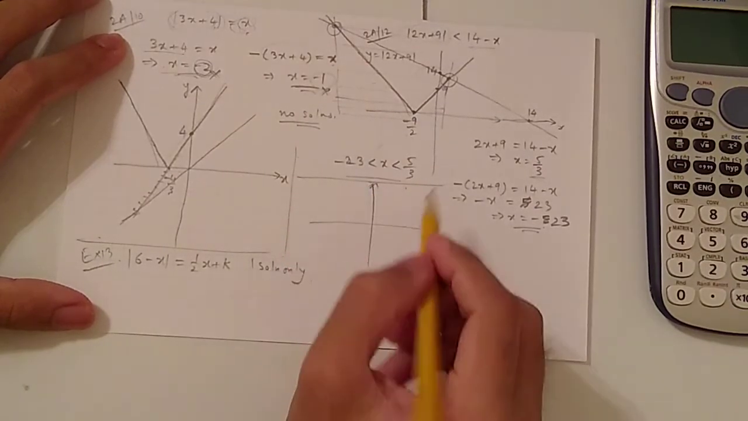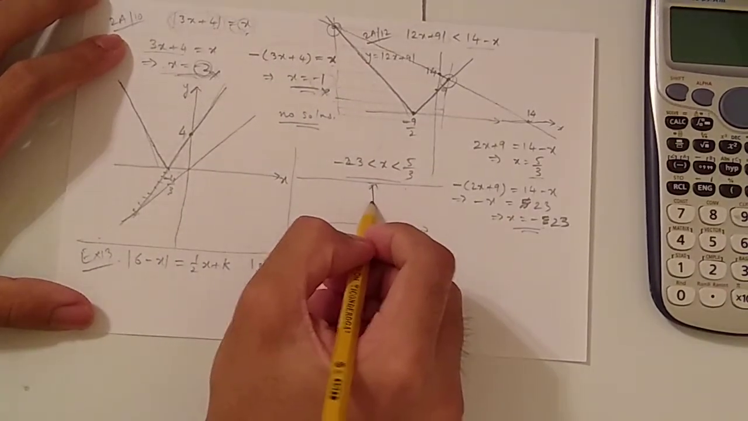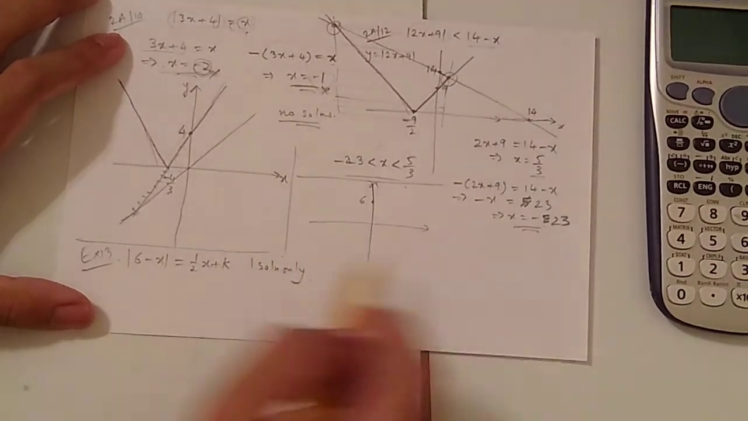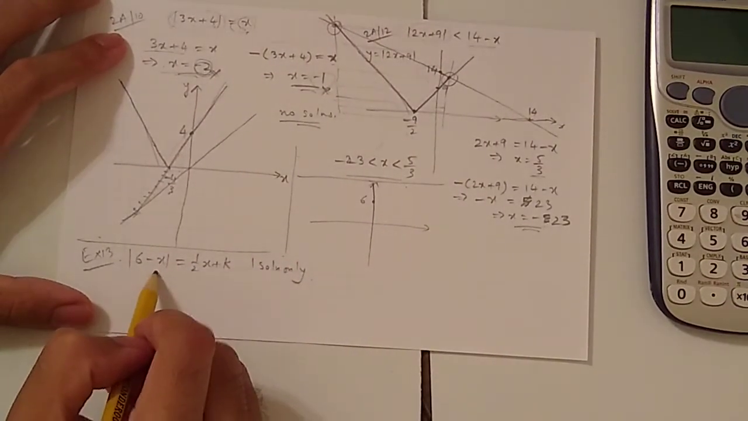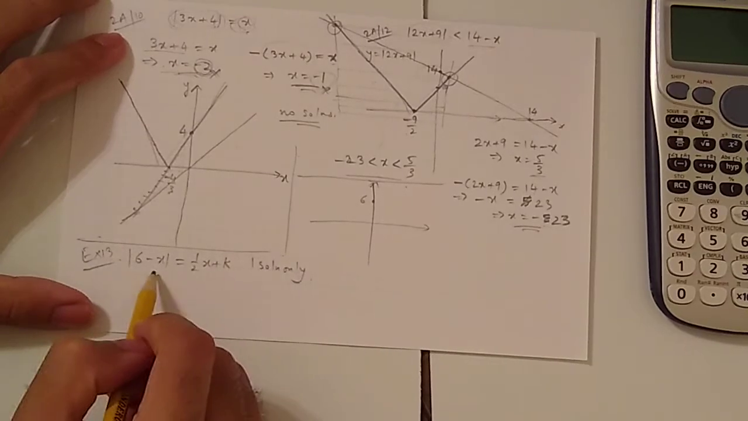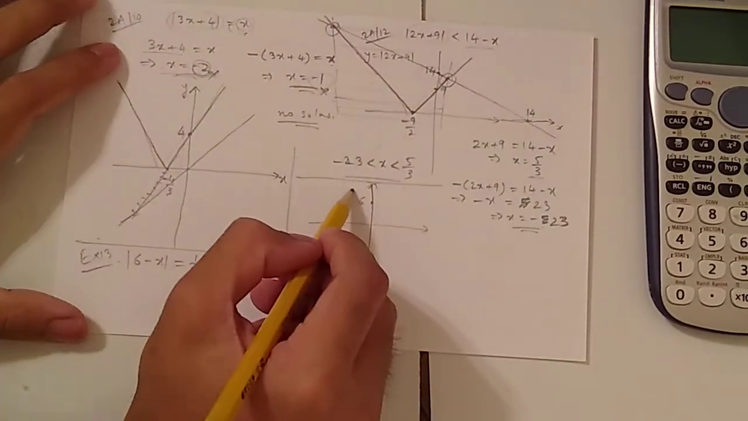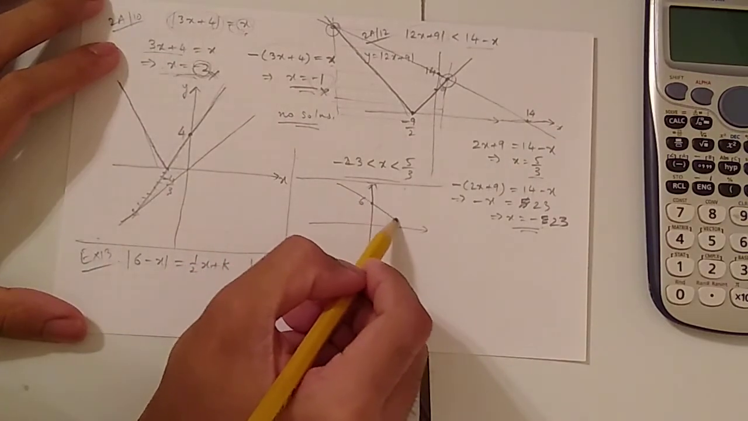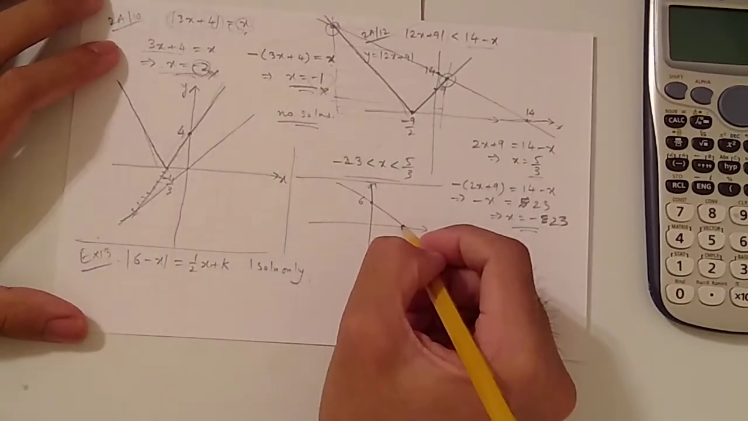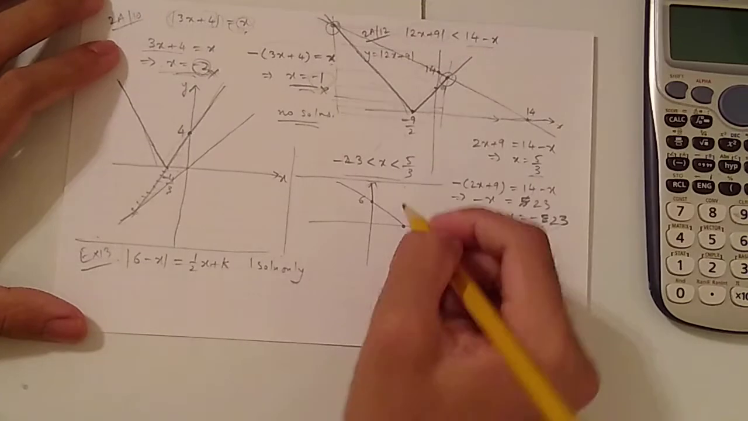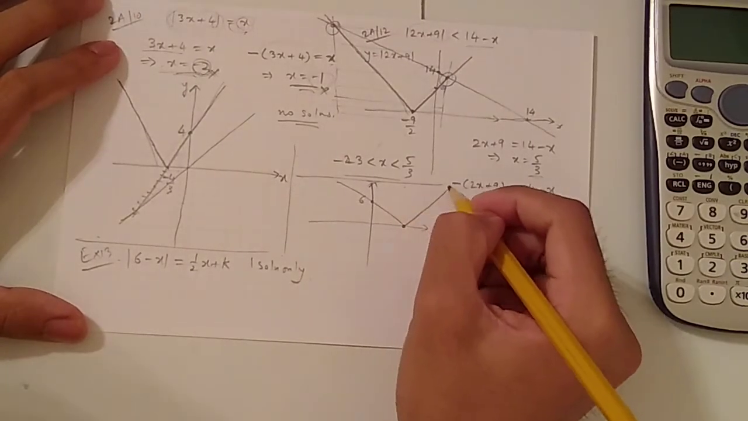|6 minus x| is going to have y-intercept 6, and 6 minus x has y-intercept 6 and gradient minus 1. So we have this graph over here, and then the negative portion gets flipped, and so we have this graph.